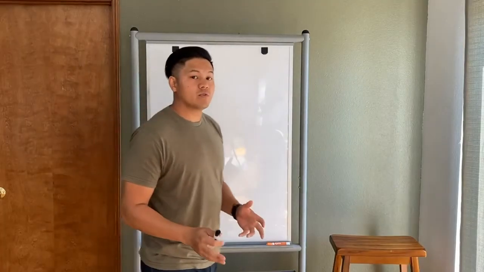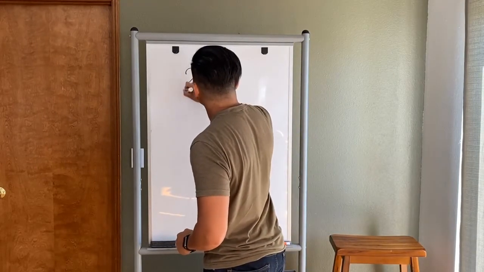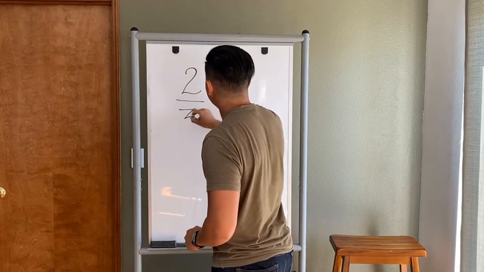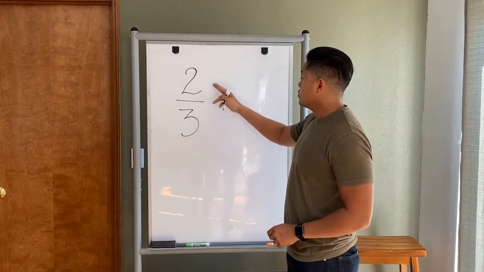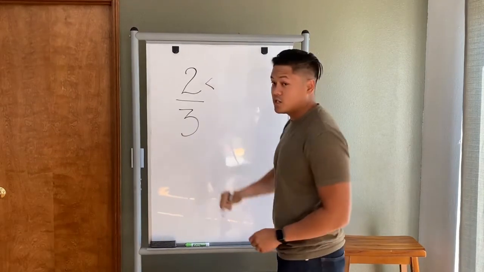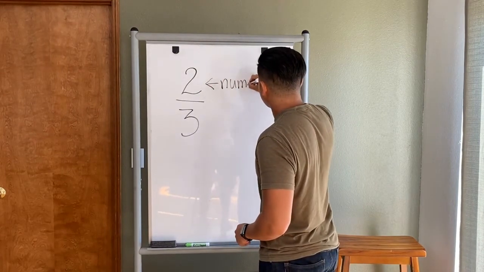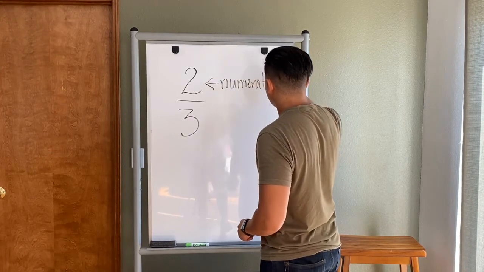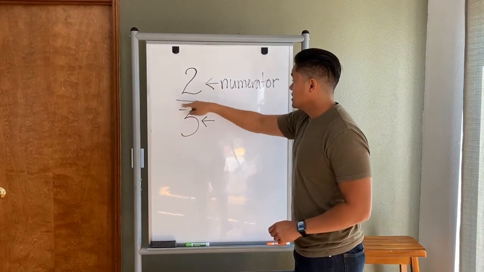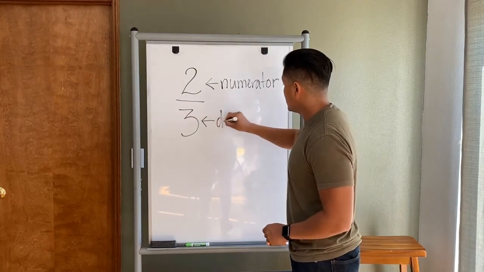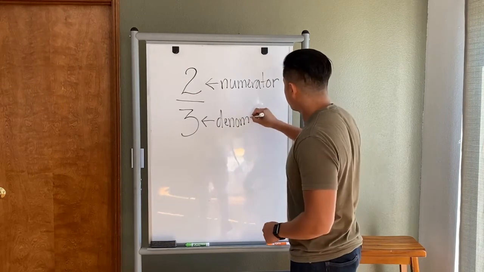Okay, let's go over what a fraction could look like. So, I'm going to put one up. 2/3. Now, the top number is what we call our numerator, which is covered in our vocabulary. And the bottom number, which is separated by a line, is called the denominator. Again, it is covered in our vocabulary.